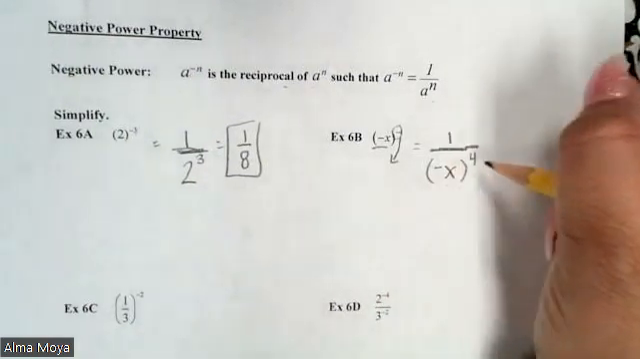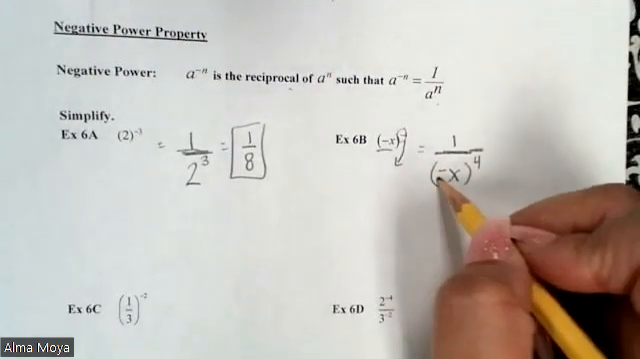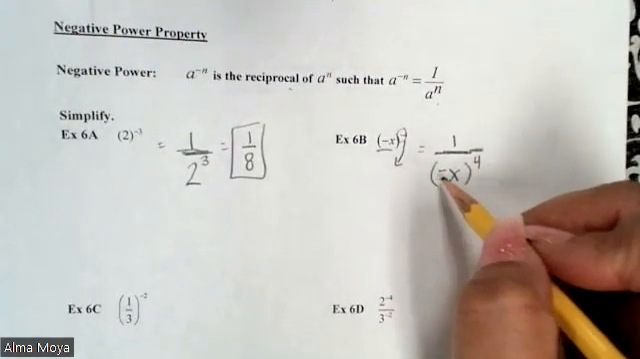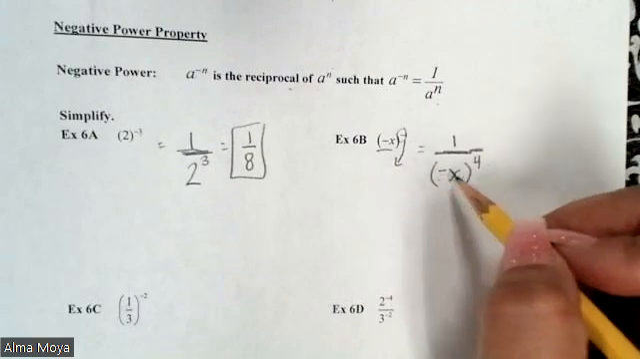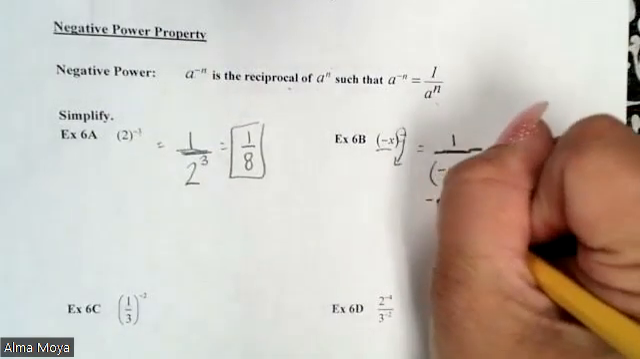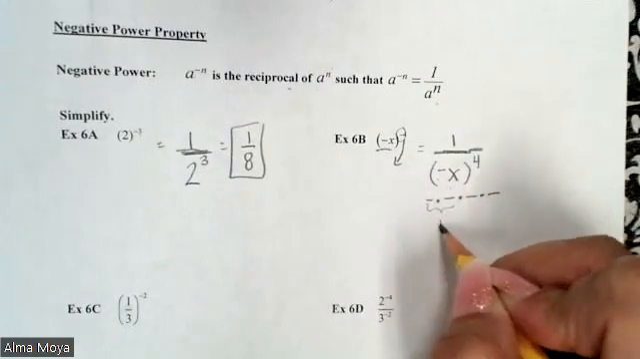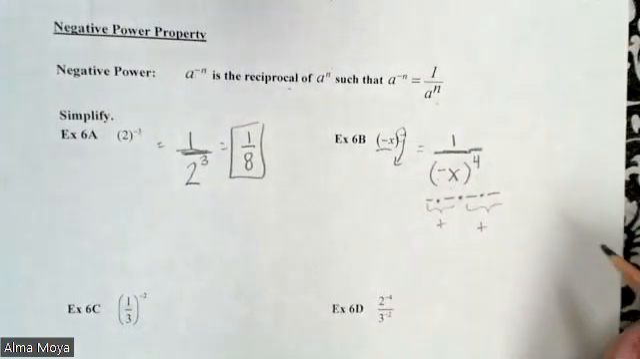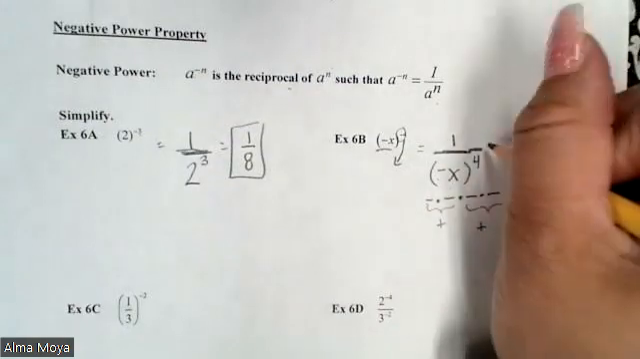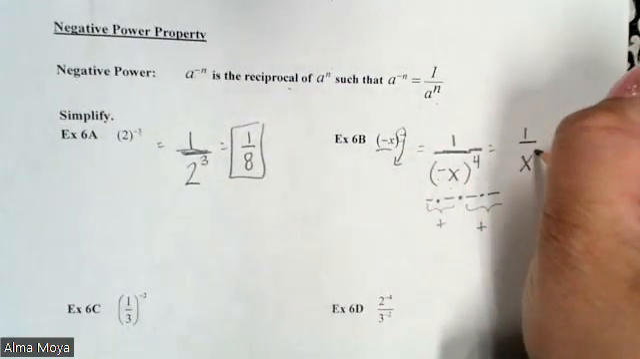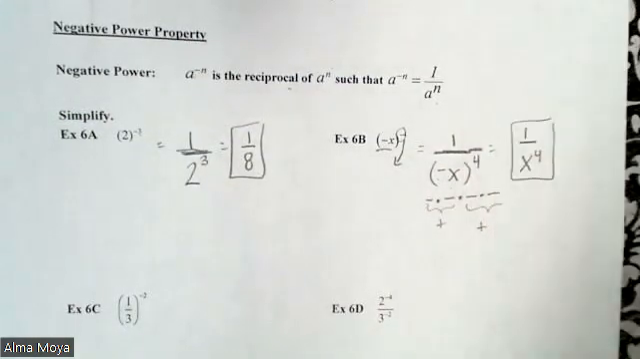Okay, right here. Now, negative x to the 4th power. That means you're going to have 4 negatives. So you're going to have a negative times a negative times a negative times a negative. A negative times a negative is a positive, and a negative times a negative is a positive. So your final answer is actually going to be a positive x to the 4th in the denominator.